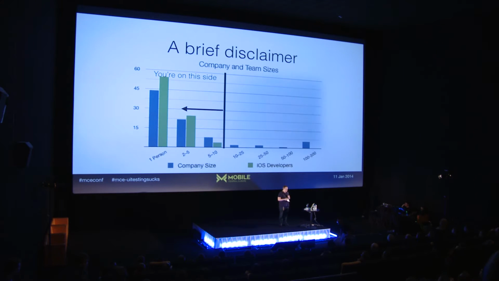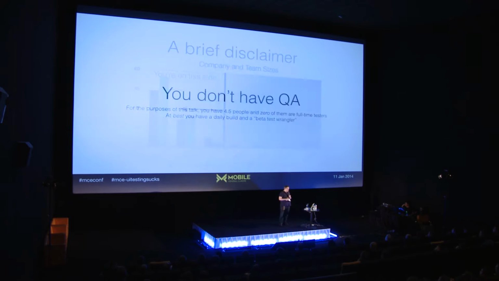And there's a probability cloud that depends on how large your company is that will determine whether or not you have real QA engineers. So somebody whose full-time job it is to test software and write a test plan and make sure everything is okay. If you have a larger company, you're more likely to have a QA department. However, for the purposes of this talk, you don't, because you're a 4.5-person company. And at best, maybe there's somebody who wrangles a beta test.